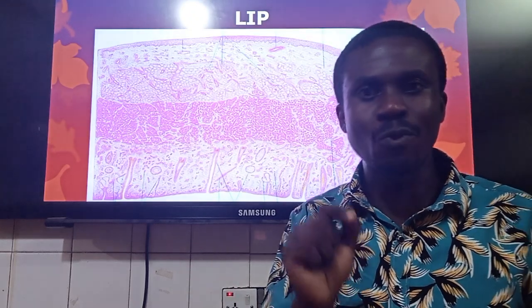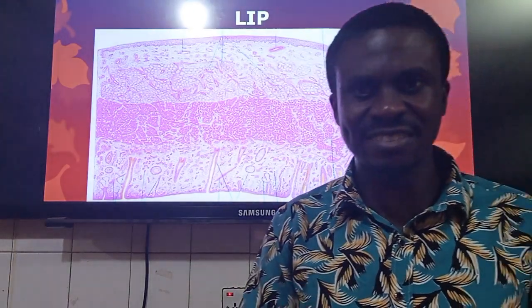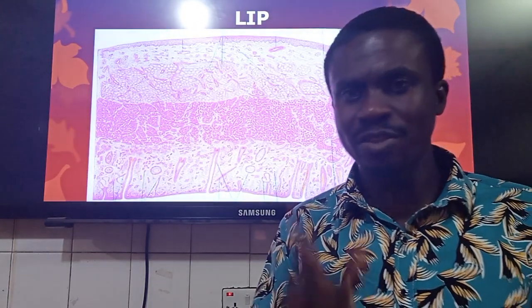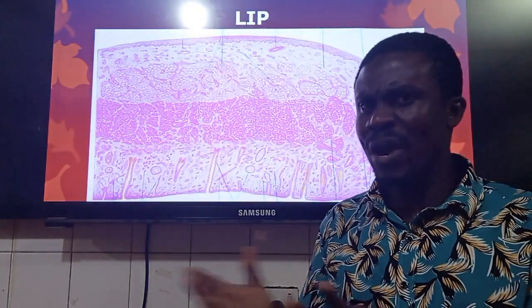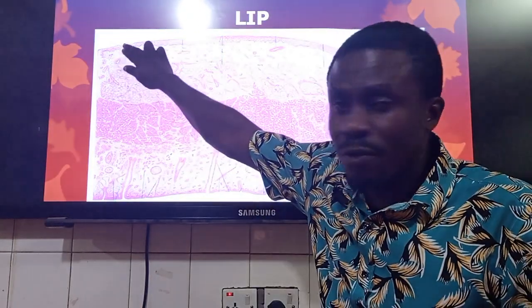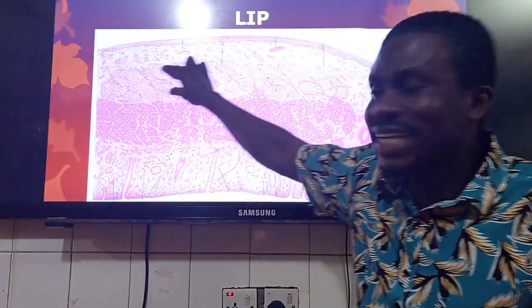But my friends, there will not be any secretory acini as far as glands are concerned. That's one thing I want you to know. Then, where are the glands going to be? Deep to what we call the lamina propria, there's another connective tissue over here.